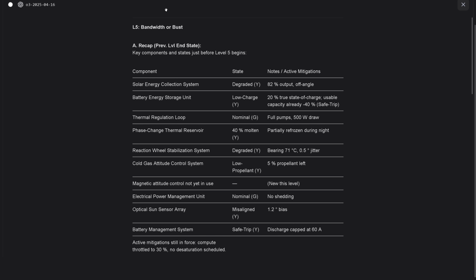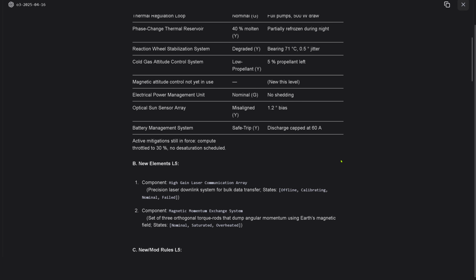So have a look. Level 5, bandwidth or bust. Oh yeah, so we begin here with level 5 where we left level 4. Those are our components, those are the specific states of the components, and those are here active mitigations where we are. So, have you ever thought that AI is able to perform a risk analysis of this complexity? It came up with the problems, it came up with its own solution, it comes up with a risk analysis. Not bad, you know?